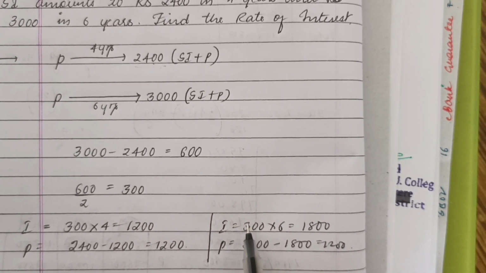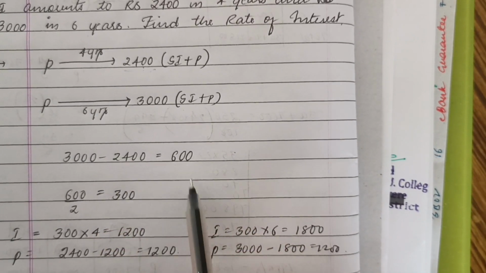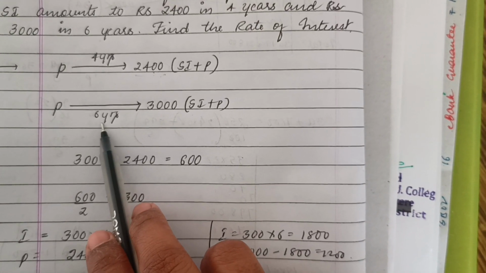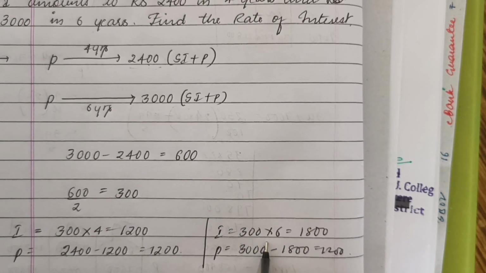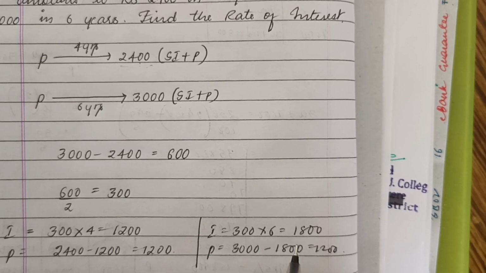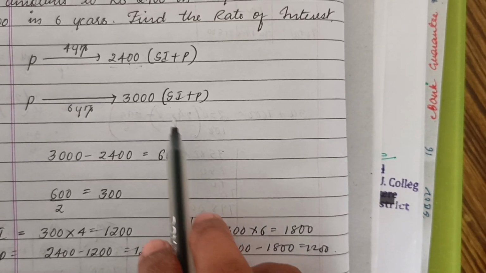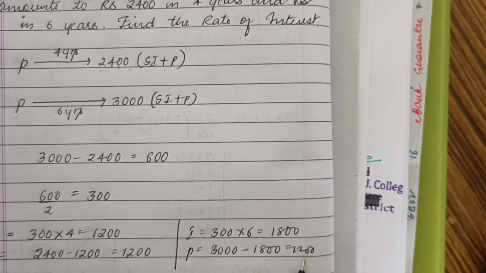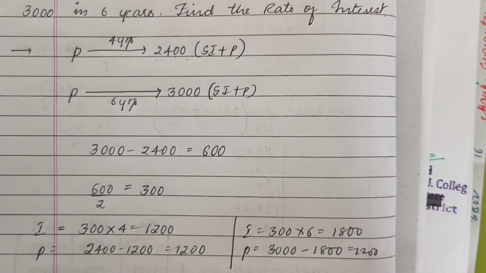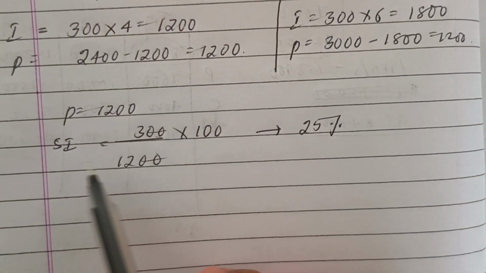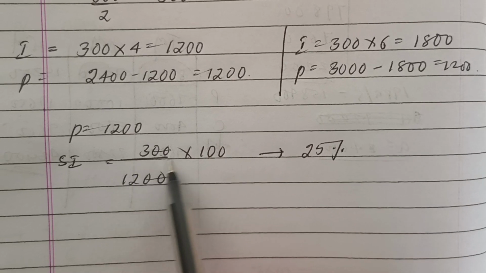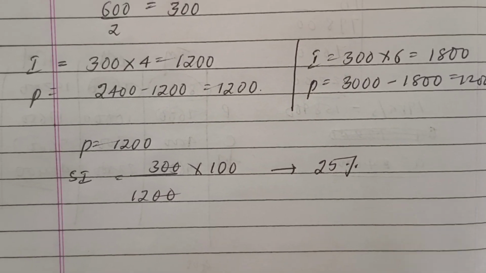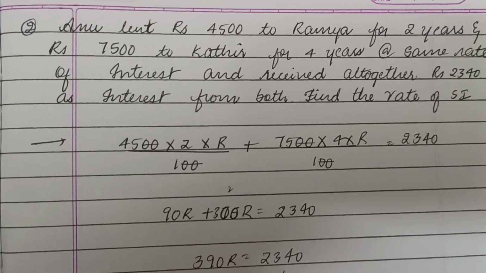Or you can even substitute in another form. This is the simple interest for every year and we get it for 6 years, so that is 300 into 6, which gives 1800. If I subtract this 1800 from 3000, I will get 1200, which is the principal. Therefore the rate of interest: this is the interest per year and this is the principal, so if I multiply this with 100, I will get 25%. So let's get into the next question.